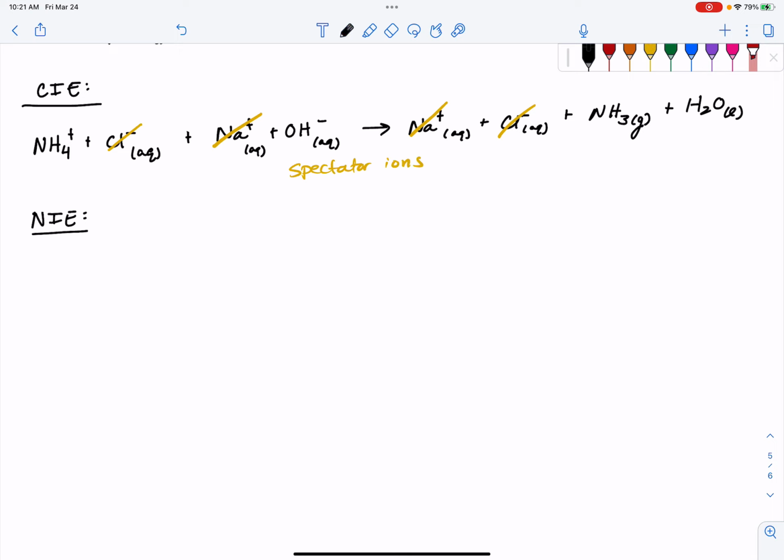It's just when I write my net ionic equation, I want to show exactly what ions were responsible for the formation of something interesting, here gas evolution. So this would be the reaction of ammonium ion with hydroxide ion to create ammonia gas and liquid water.